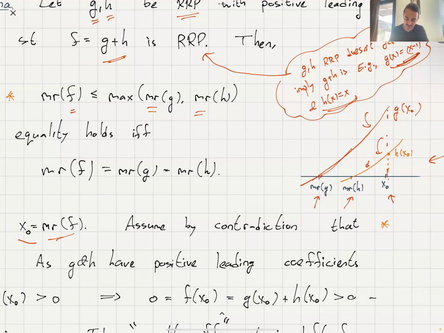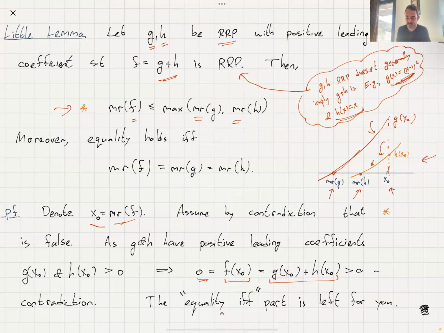But then this is a contradiction, because f of x0 is 0, right? x0 is a root, it's the max root, but it's a root of F. Well, F is the sum of G and H. So in particular, the evaluations sum up to F of x0, and each of them is strictly larger than 0, in contradiction to the left-hand side being 0.